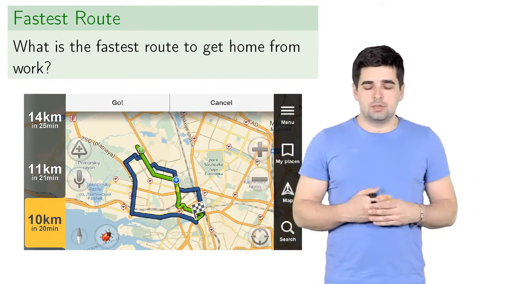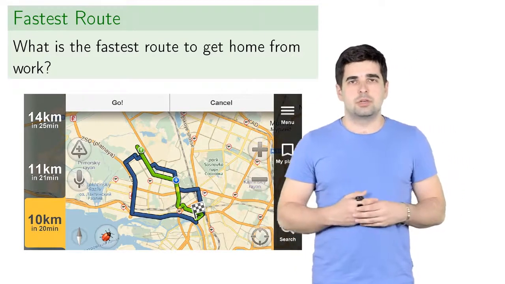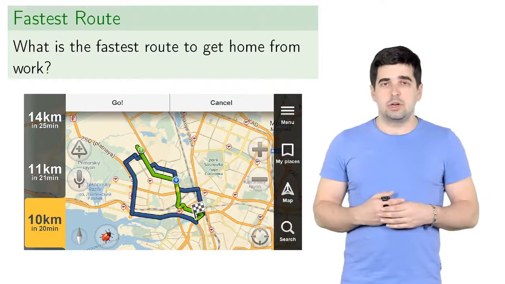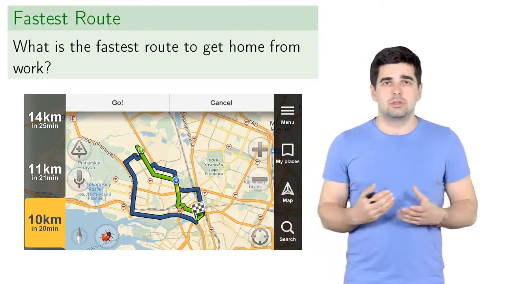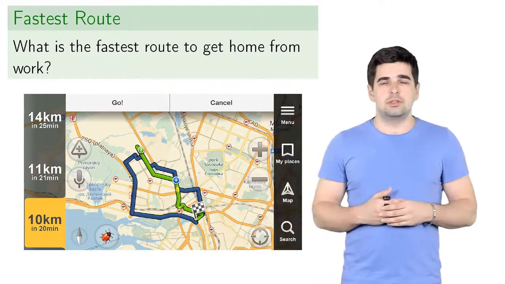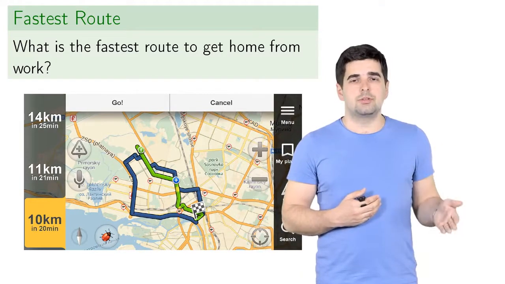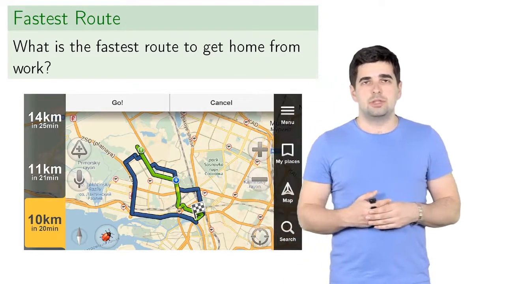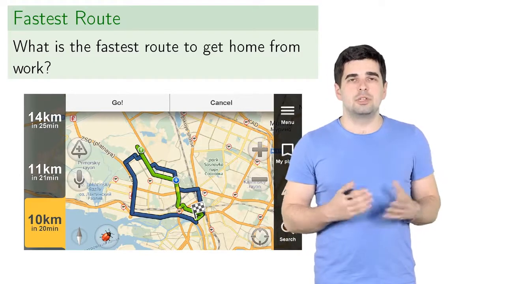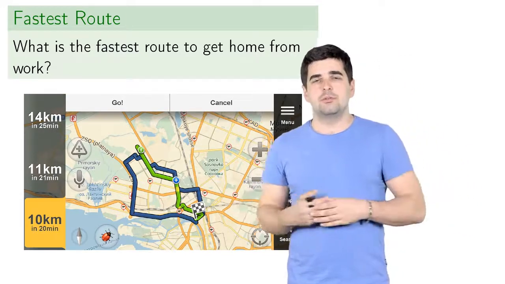So in this problem we can represent the city or the country as a graph where nodes are some positions in the country, for example the crossroads, and the edges are the roads that connect those crossroads, and there are some weights on those edges, and the weight on an edge is in this case the time in seconds or in minutes you need to get from the start of the edge to the end of the edge. And what you need to find is the shortest path in this graph, but not the shortest path in terms of the number of edges, the shortest path in terms of the sum of the weights of those edges.